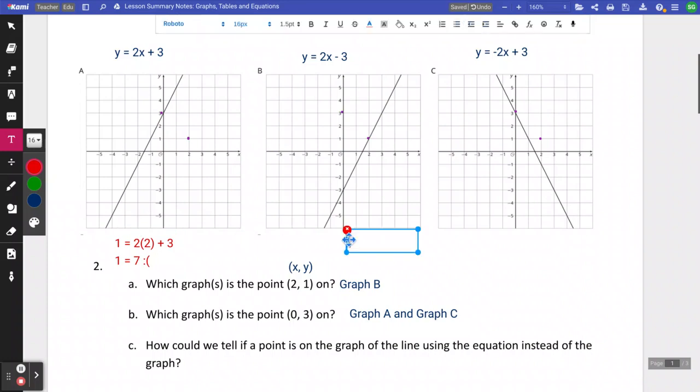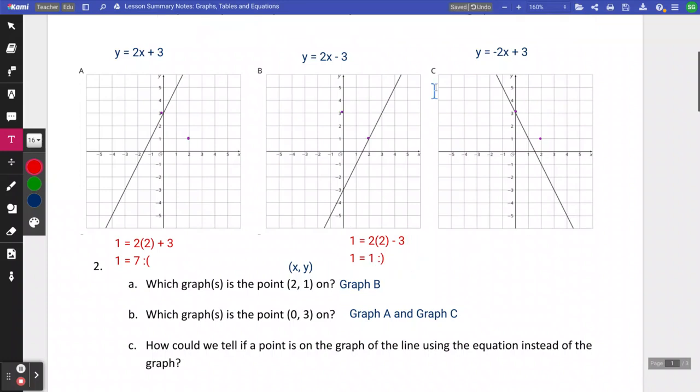When I go to do graph B, the equation is y equals 2x minus 3. Again, y is 1, so it'll say 1 equals 2 times x. My x coordinate is the number 2, minus 3. So I get 1 equals 2 times 2 is 4, and 4 minus 3 is 1. So I see it does satisfy the equation.